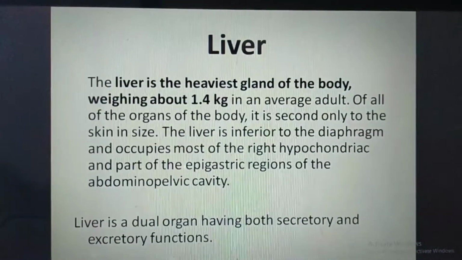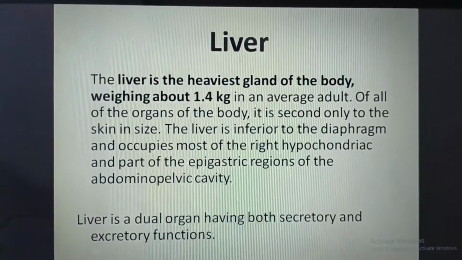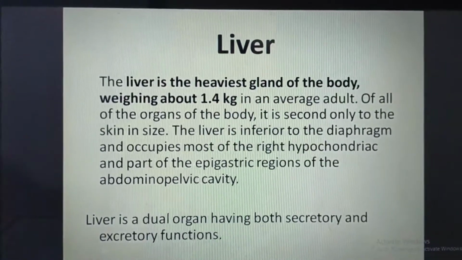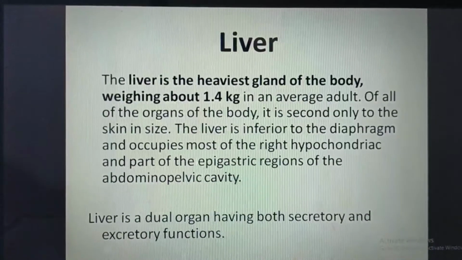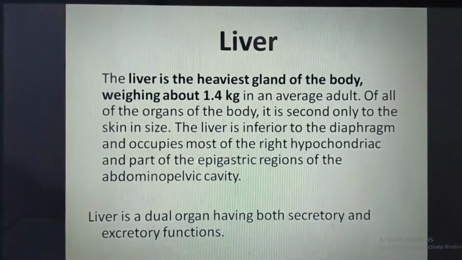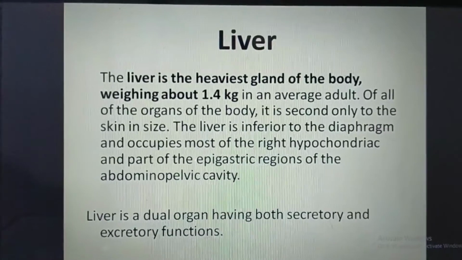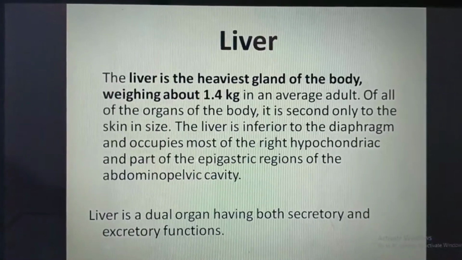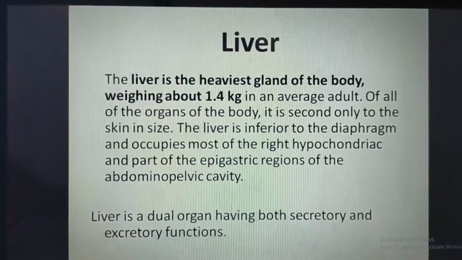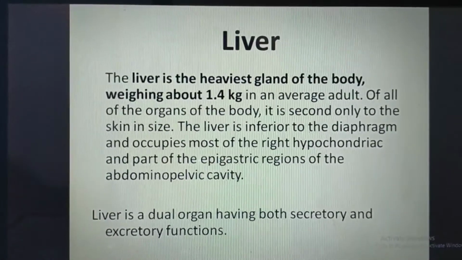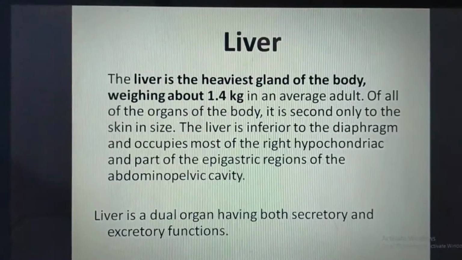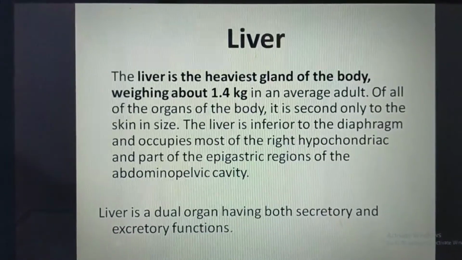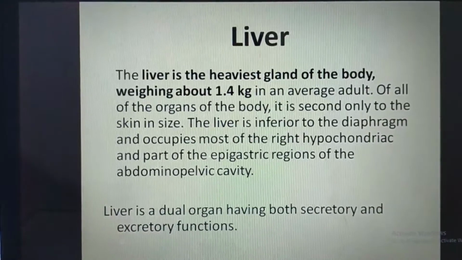The liver is the heaviest gland of the body, weighing about 1.4 kg in an average adult. Of all of the organs of the body, it is second only to the skin in size. The liver is inferior to the diaphragm and occupies most of the right hypochondriac and part of the epigastric regions of the abdominopelvic cavity. Liver is a dual organ having both secretory and excretory function.